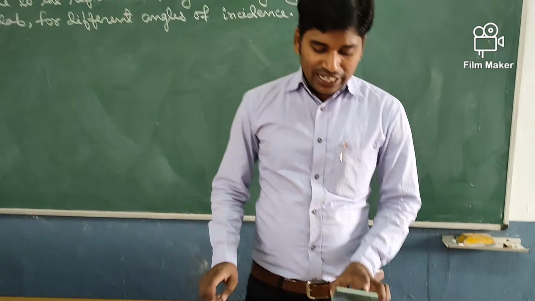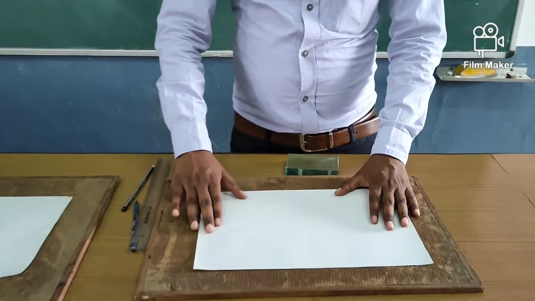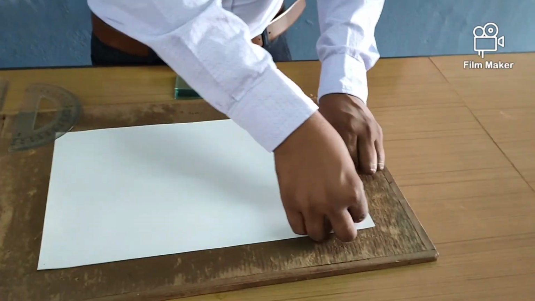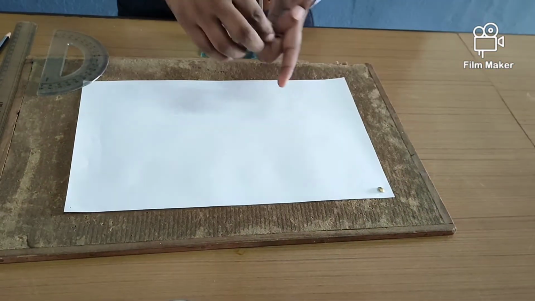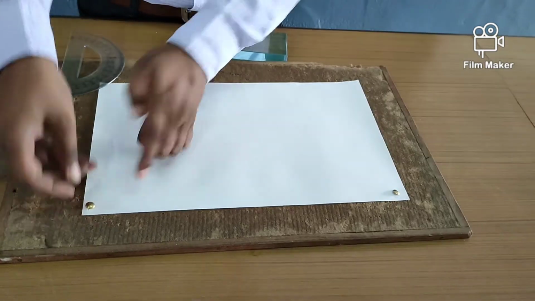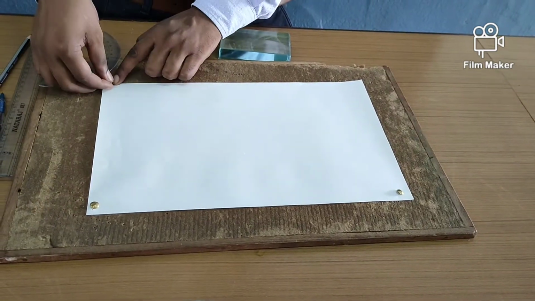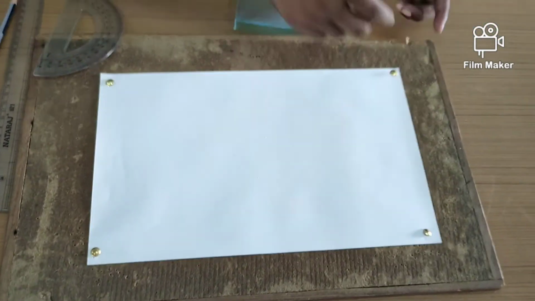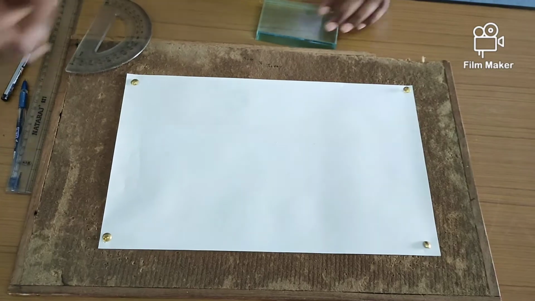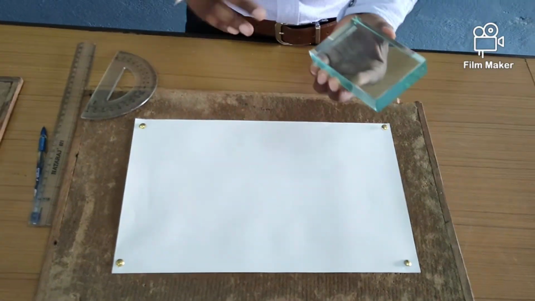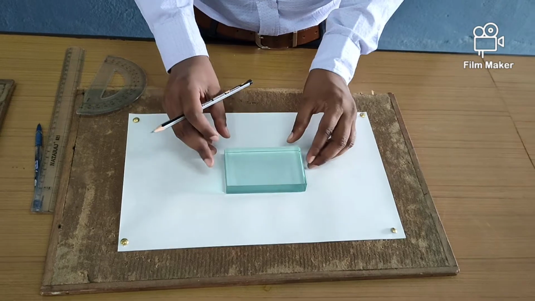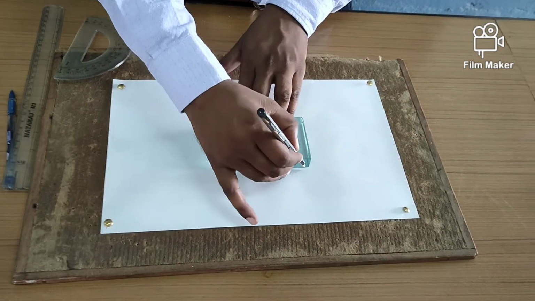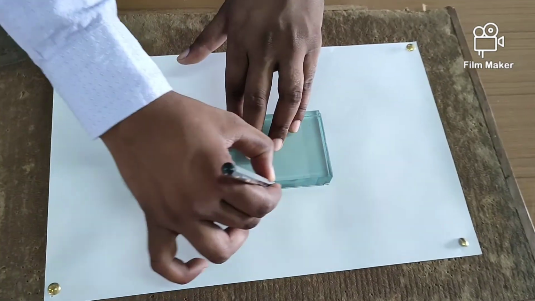For that we will take a white sheet and, with the help of some paper pins, we will fix it on a soft board. After that we will keep the glass slab on it approximately in the center and we will draw its outline like this.